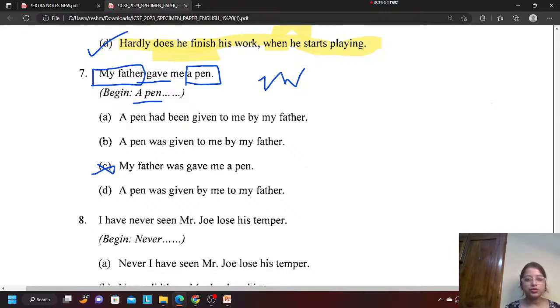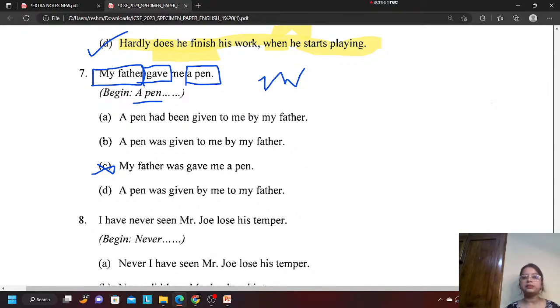Okay. Rest all are starting with a pen. Now we have to check what is the verb. Gave. That means simple past. Alright. I told you, three things. Active, passive, direct, indirect, and your. I have recorded videos, but live class you will get on these three topics. These are very important. Okay. So, gave me a pen. This one is your past tense.